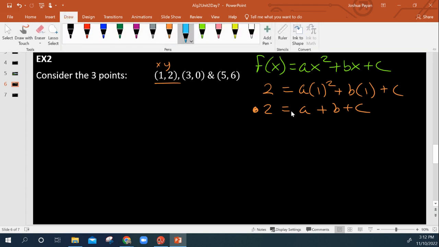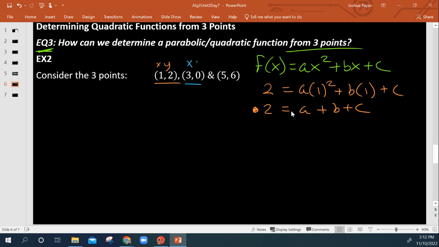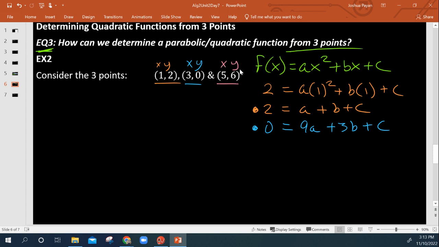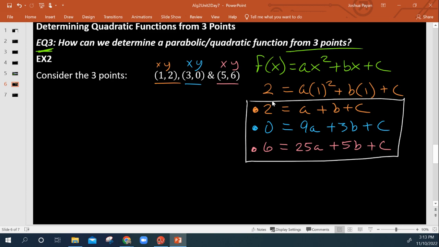Then I need my next one. So x, y. When y is 0, x is 3. So that means 3 squared is 9, so 9a plus 3b plus c. So that's my next equation. And last one, when y is 6, x is 5. So that becomes 25a plus 5b plus c. And that's my next equation in the system that I get right here.